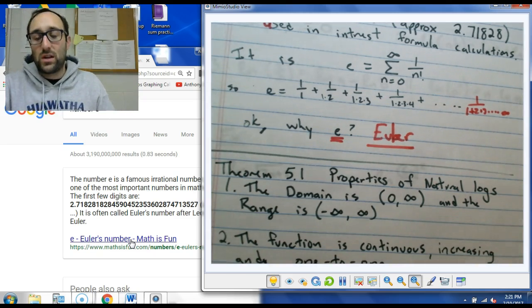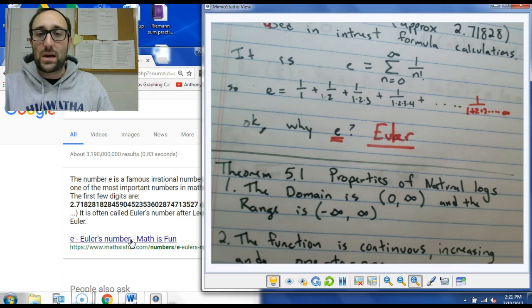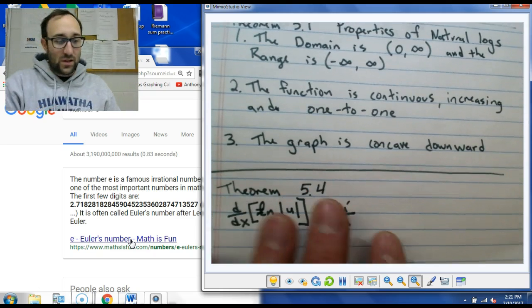E-U-L-E-R, Euler. He is the guy who came up with this number. He's actually got another number out there. It's a little bit different than e, so don't be confused between the Euler number and the Euler constant. I don't remember the other guy's name, but there's another constant. It's the actual Euler number e. Okay, good. So we've got a few more things we're going to do.